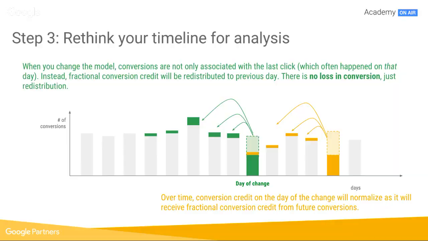And the good thing is that if you look at the yellow bar there, from other days, you will see the conversions coming back to a regular level, because future conversions partly will depend on clicks that happened on that day, right? So you'll see that bar filling up. Again, no loss in conversions will occur.